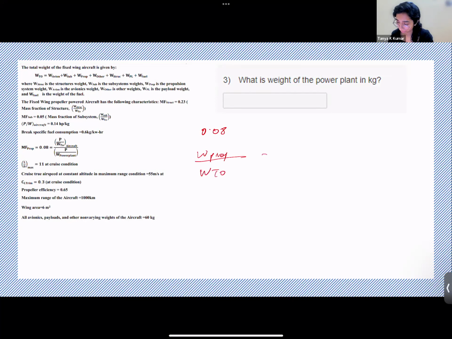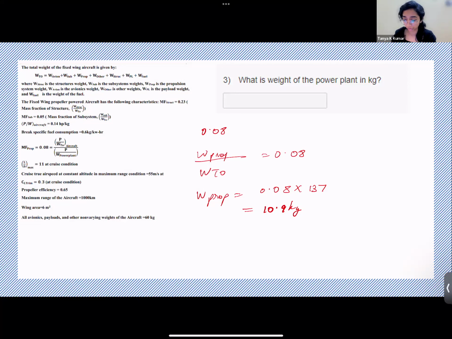W takeoff is 0.08. Weight of propeller is 0.08 into 137. How much is this value? 10.9. So that is the weight of the power plant. Similarly, you can find the weight of any of those components because you have the mass fractions. Just multiply it with the takeoff weight and then you get the mass estimates of each of those quantities.